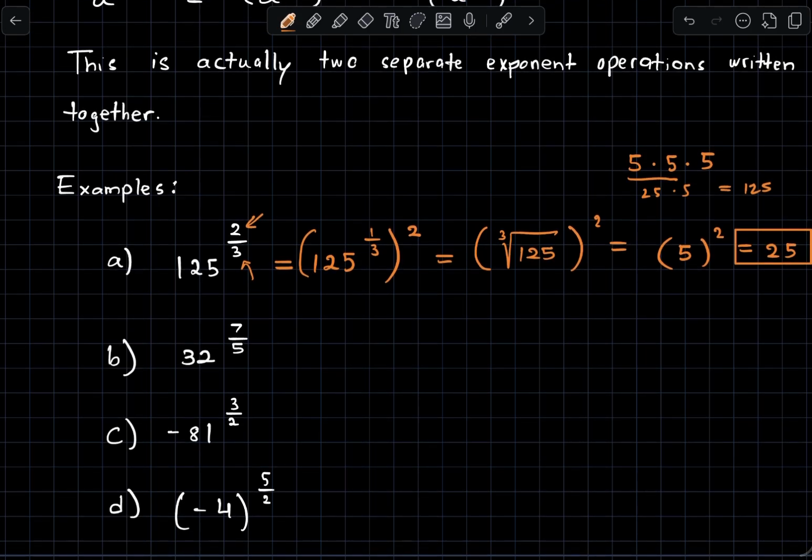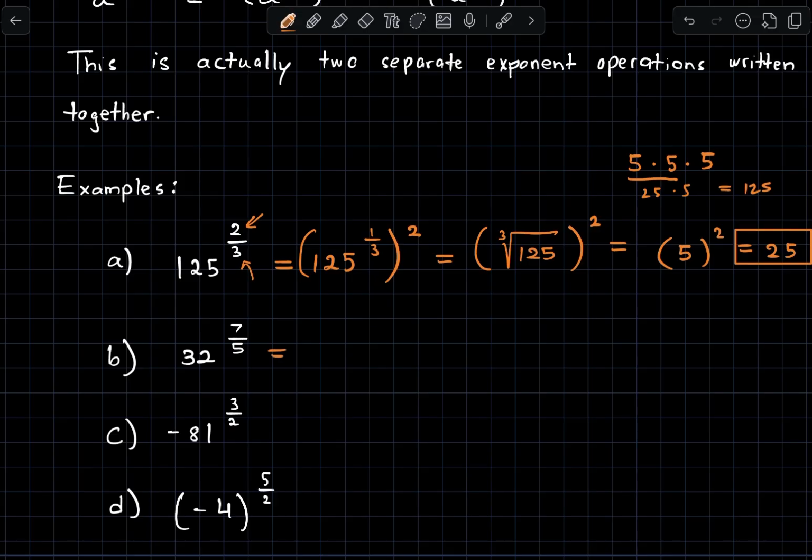So it's easier to think about the cube root of 125 first, rather than squaring 125 first and then taking the cube root of that giant number. That would work too, but that's a lot more difficult. So why do you want to make your life more difficult? Keep it simple. Same idea here.